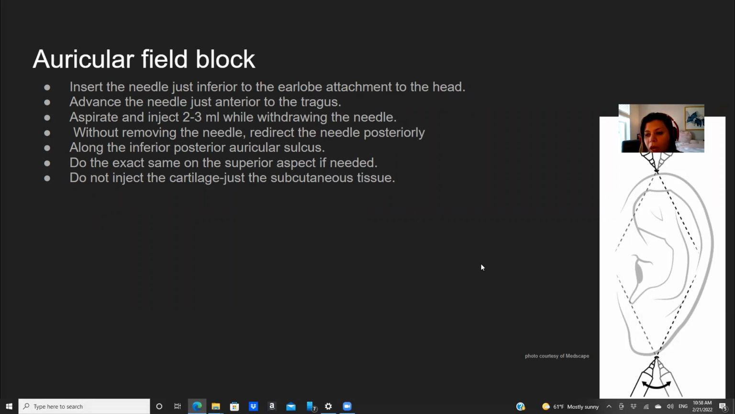If you need to numb the upper half of the ear, exact same technique you'll do on the superior aspect. One will be in the front of the tragus, and the other one will be crisscrossed right behind your ear. And please don't inject into the cartilage itself, just subcutaneous.